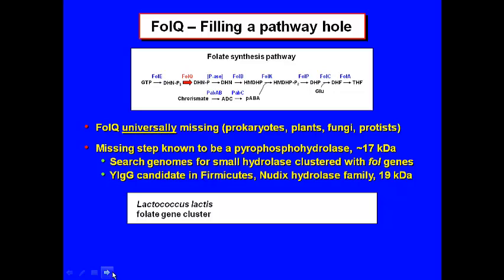It's a member of the Nudix hydrolase family. It encodes a protein of about 19 kilodaltons, and it's sitting right in the middle of a folate gene cluster. So here's a folate gene operon in Lactococcus lactis. That's a fusion gene between two of the proteins. That's FOLP, that's FOLC, and sitting between them is this YLGG. That was our candidate because it fit all the description.